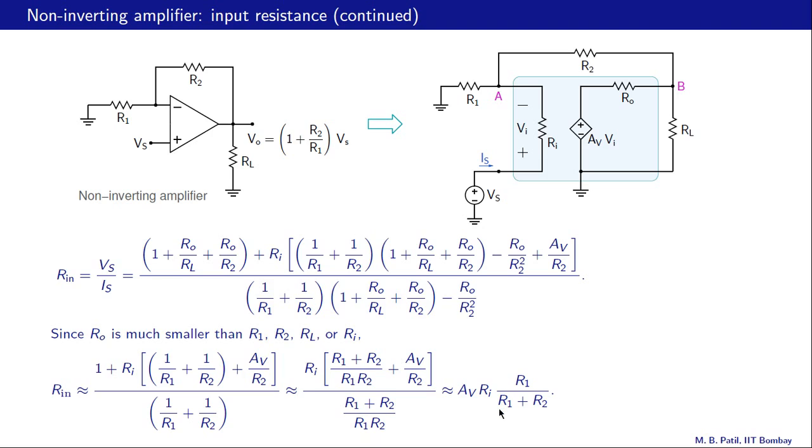This R1 divided by R1 plus R2 is smaller than 1. Let's say 1 by 10, 1 by 20, 1 by 50, something of that order. Now AV times Ri is a very huge resistance. AV is 10 raised to 5 for the 741, Ri is 2 mega ohms. So altogether this input resistance is very large, and therefore for all practical purposes we see an open circuit from this terminal. And this very large input resistance is definitely a big advantage of using the non-inverting configuration.